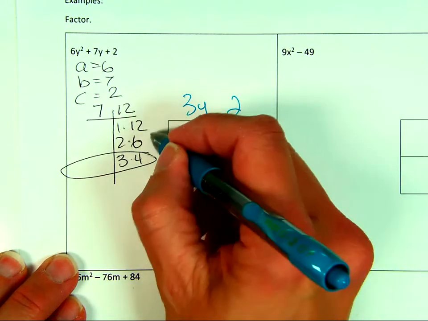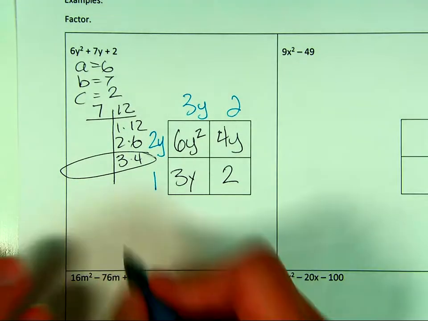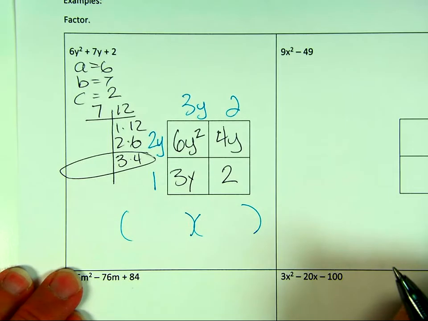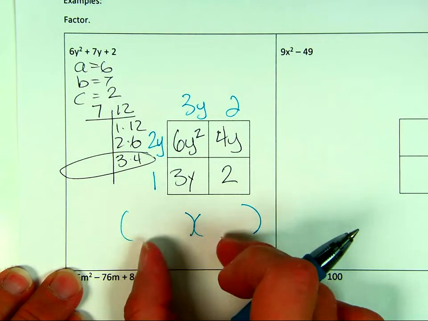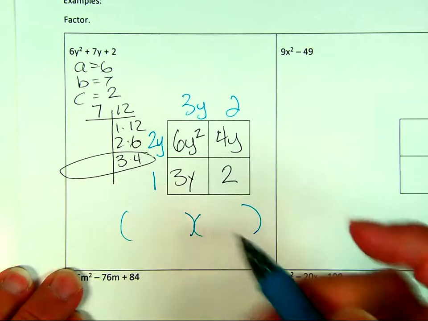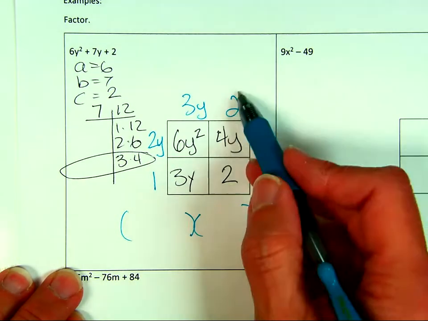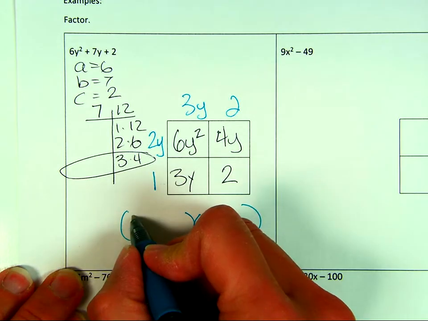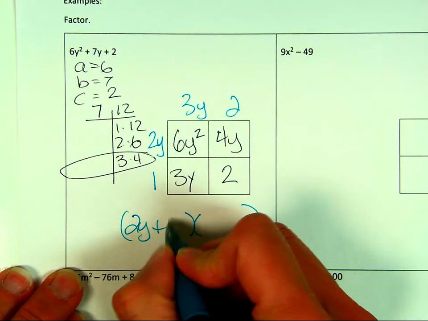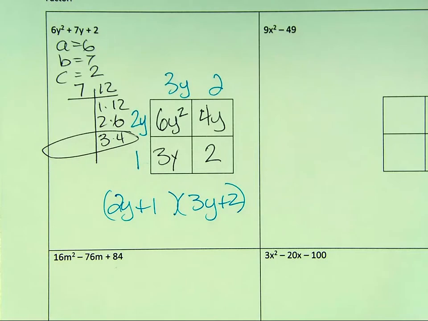Greatest common factor is 2y. And greatest common factor is 1. And then, when I make my binomials, because remember, factoring means a trinomial, I'm finding two binomials that multiply together to get me back there. I can check it. 6y squared, 3y, 4y, and 2. So I'm good. I'm going to say 2y plus 1 and 3y plus 2. So those are the factors.